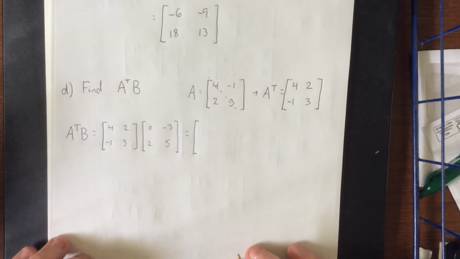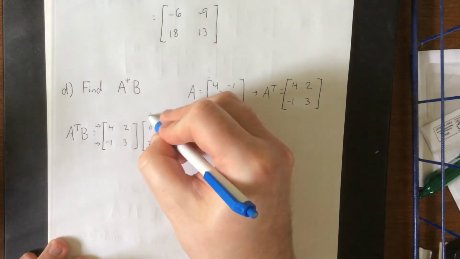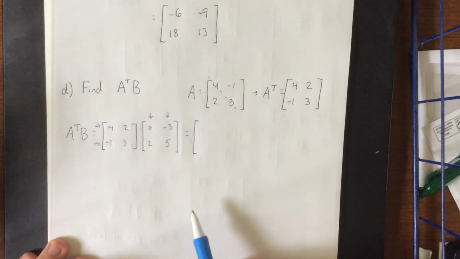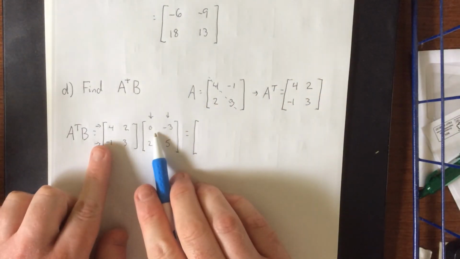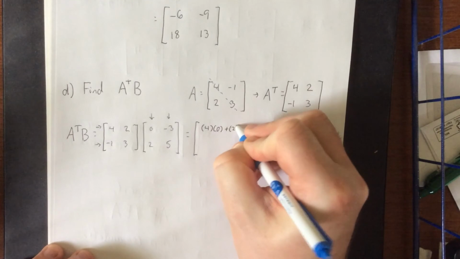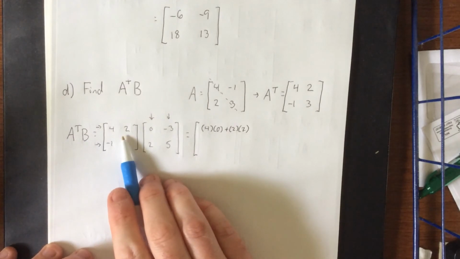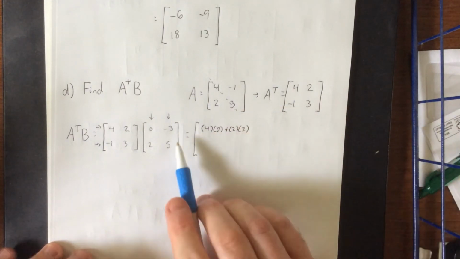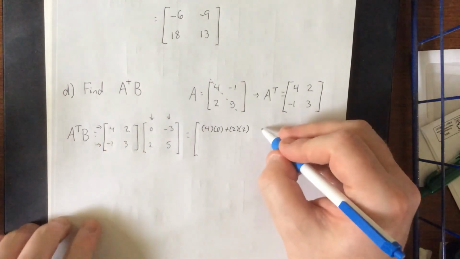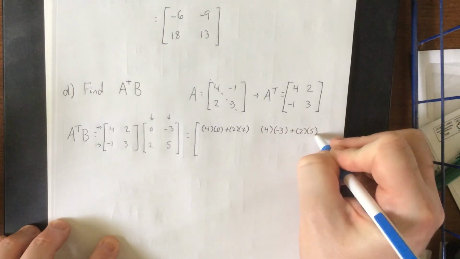Then, same as the last two matrix multiplications we've done, we go across the rows of the first matrix and down the columns of the second matrix. So for the 1, 1 entry, that'll be 4 times 0 plus 2 times 2. For the 1, 2 entry, that'll be first row of A transpose, second column of B: 4 times negative 3 and 2 times 5.